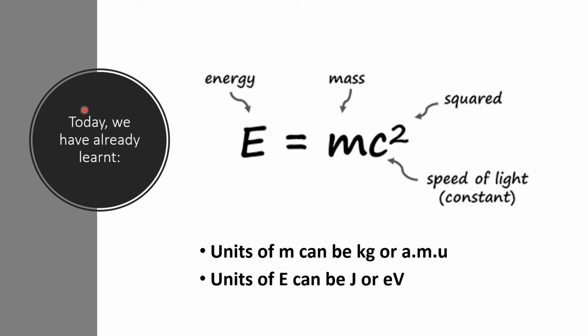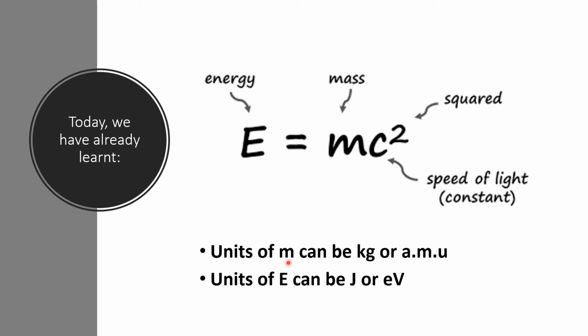Today, we have learned E equal to mc squared. E is the energy, which we also call nuclear energy. M is the mass, which is also known as mass defect. And C is a constant, which is the speed of light in vacuum. And not to forget the power 2 here, which is the square.